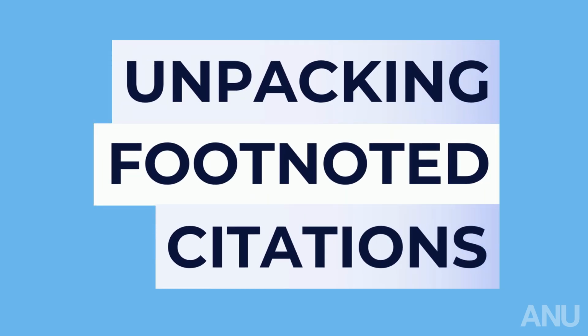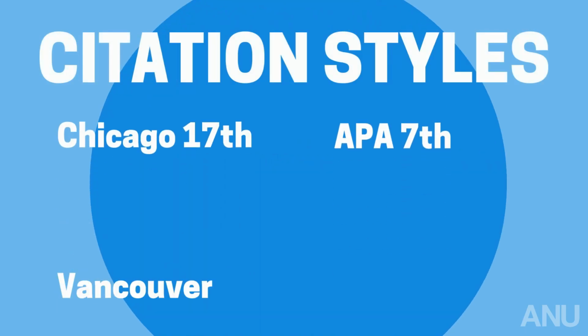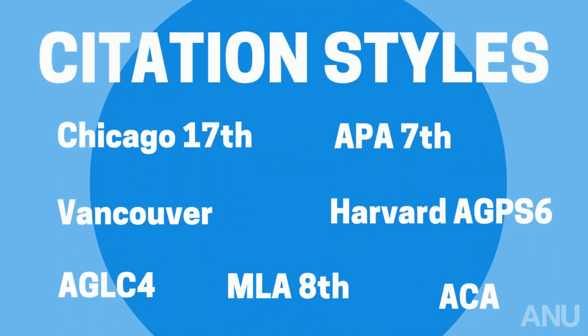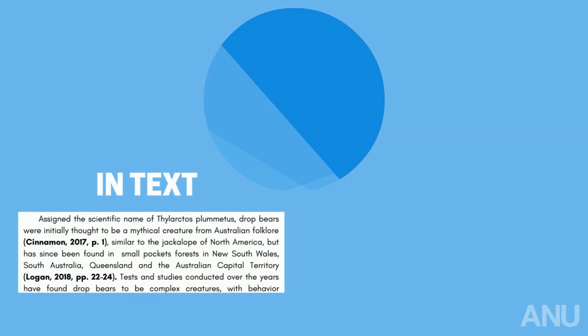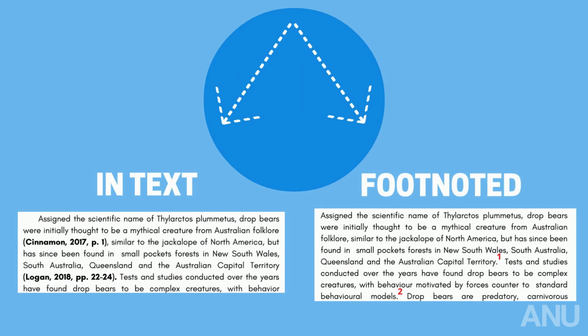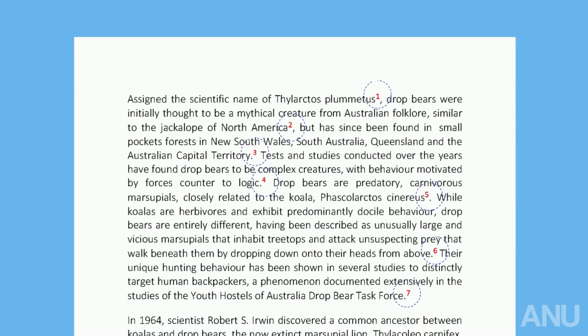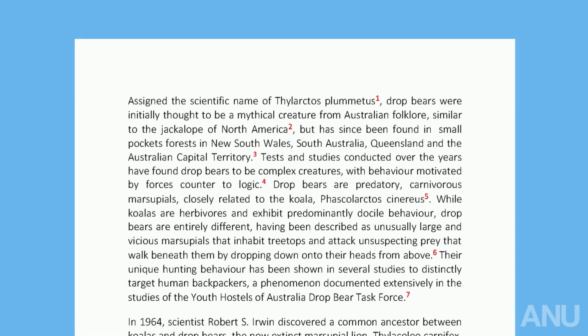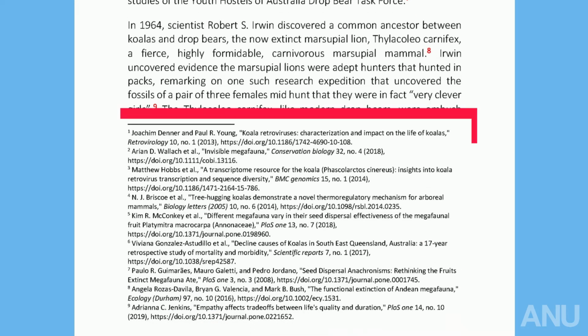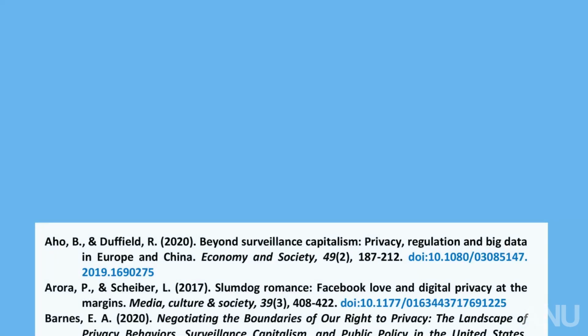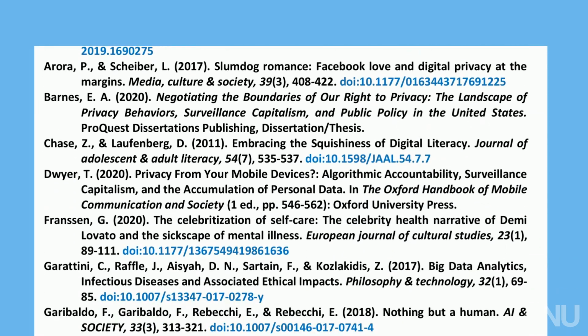And this video is all about unpacking footnoted citations. There are thousands of different citation styles, but for the most part they fall into two categories: in-text and footnoted. This video will show you how to decipher footnoted citations. These are indicated with a small numeral at the end of a sentence and the bibliographic information in the footer of each page of text, as well as at the end of the document in the bibliography.